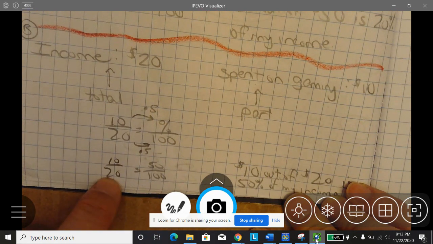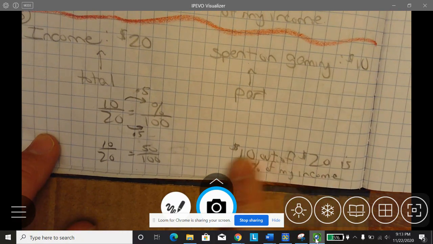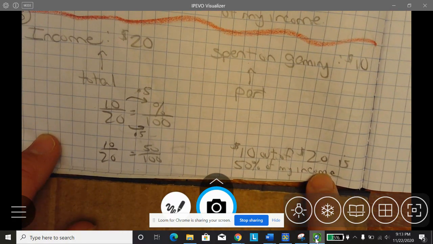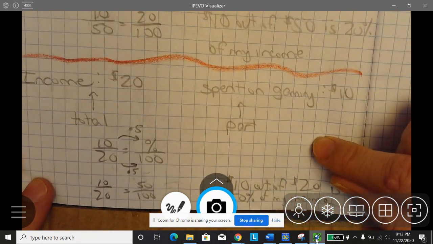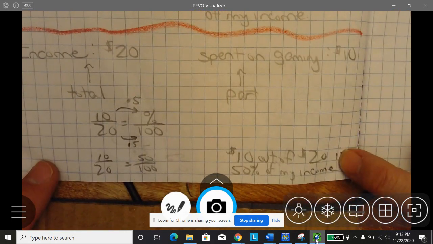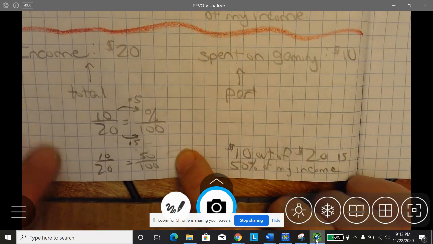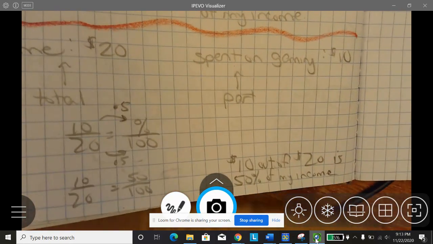And what does that tell me? That tells me if I spend 10 out of $20, I'm actually spending 50% of my income on gaming. So you can tell that even though they both spent $10, this person spent a smaller share of their income than this person. This person spent 50%, and that percent proportion was able to tell me that. Let's look at one more example.